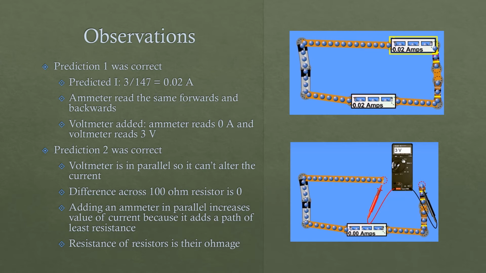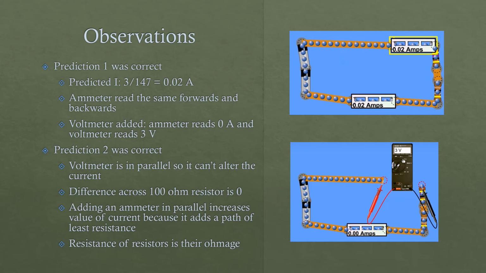We also saw that prediction 2 was correct. The voltmeter is in parallel, so it can't alter the current. The potential difference across the 100 milliohm resistor is 0, and when we add an ammeter in parallel, it increases the value of the current because it adds a path of least resistance.